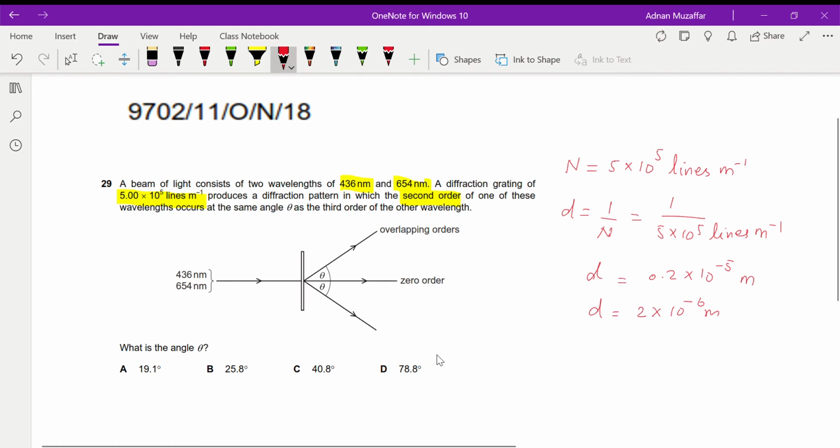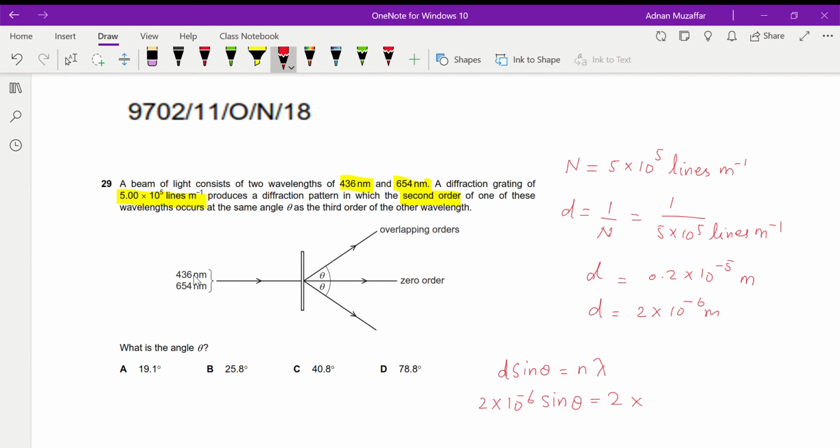So we have a grating formula which is d sine theta equals n lambda, where d is grating spacing and we have calculated that. Sine of the angle theta, theta is the angle of diffraction, and small n represents the order of diffraction and lambda is the wavelength. Now I have already calculated d, so I can write 2 into 10 to the power minus 6 into sine of the angle which we need to find out, equals second order. For second order, small n should be 2. So 2 multiplied by the wavelength.